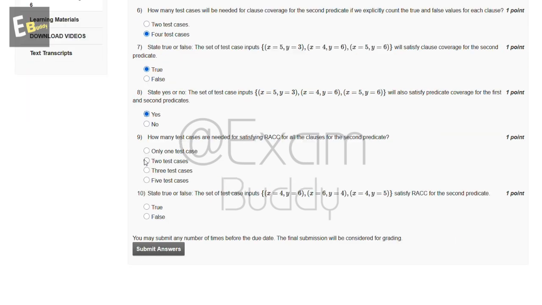Now the ninth question is, how many test cases are needed for satisfying RACC for all the clauses for the second predicate? So these are the options, and the answer of our ninth question is C, 3 test cases.